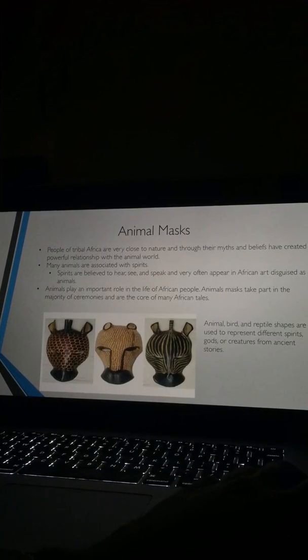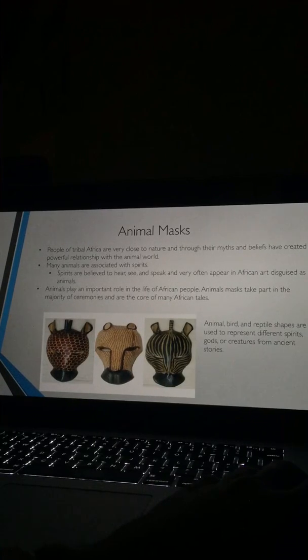Animal masks. People of tribal Africa are very close to nature, and through their myths and beliefs have created a powerful relationship with the animal world. Many animals are associated with spirits. Spirits are believed to hear, see, and speak, and very often appear in African art disguised as animals. Animals play an important role in the life of African people. Animal masks take part in the majority of ceremonies and are the core of many African tales. Animal, bird, and reptile shapes are used to represent different spirits, gods, or creatures from ancient stories.